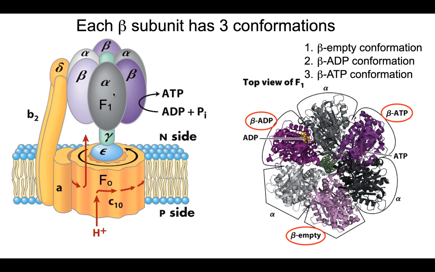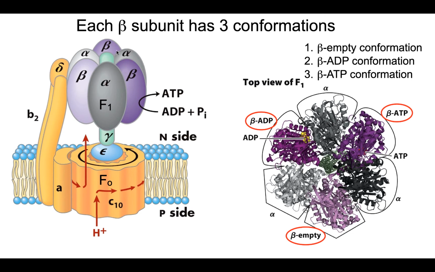So there is movement, though. And that movement is caused by protons moving down their concentration gradient from the intermembrane space over here to the matrix over here. What moves here is this C10 spins, and it spins this epsilon and this gamma subunit. So this gamma subunit is kind of like a stick that's spinning within the alpha and beta subunits. Now, it's the alpha and beta subunits that are the important part here, the beta subunits specifically.